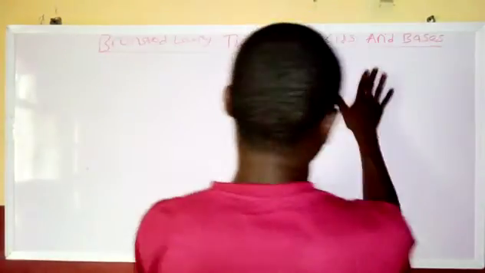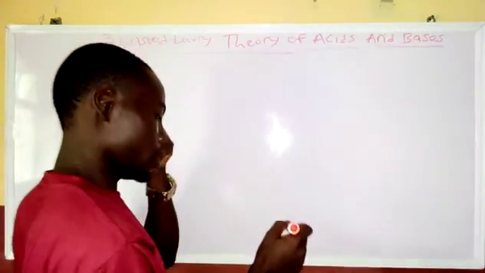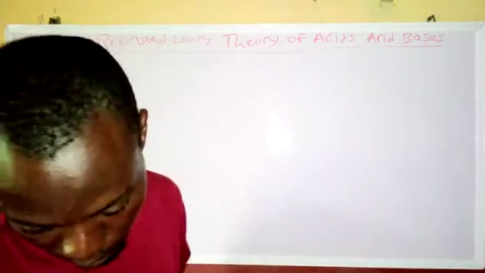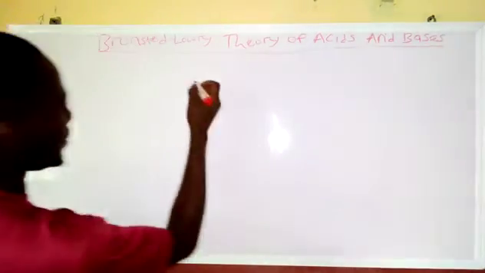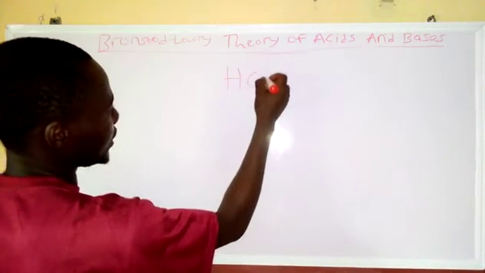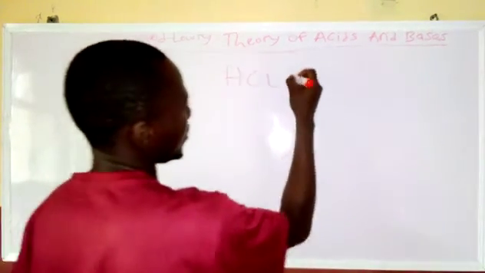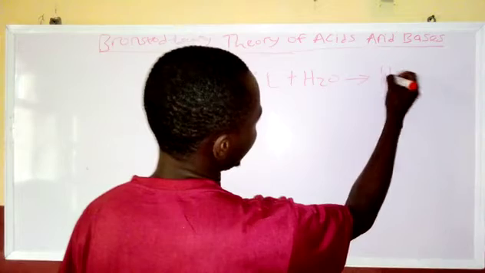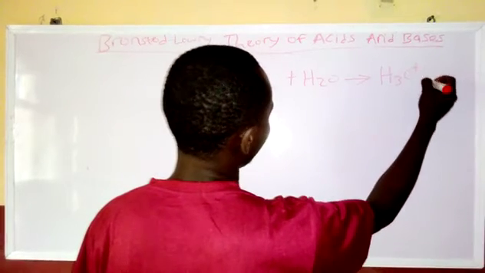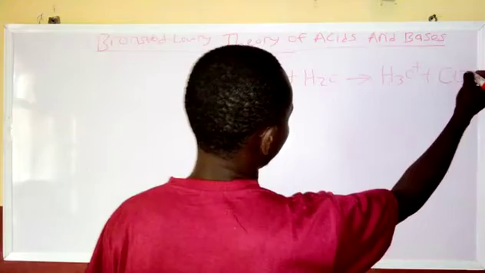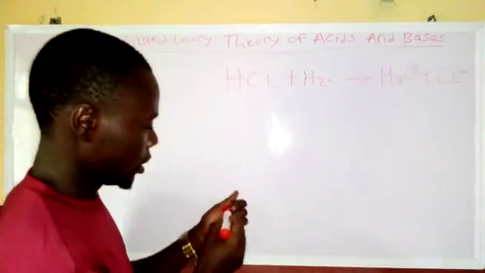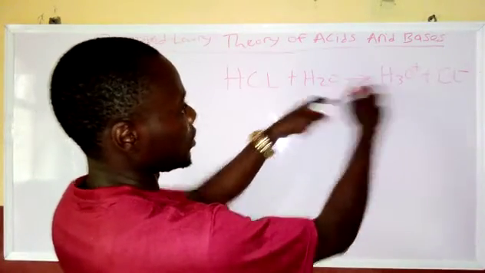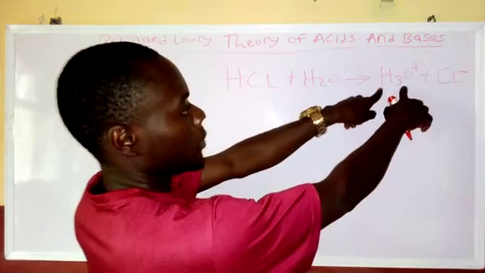So now, for example, let me show you an example of a proton transfer reaction. An example is the reaction between HCl plus H2O to yield H3O positive plus Cl negative. Now, if you look carefully, water became hydroxonium ion here.